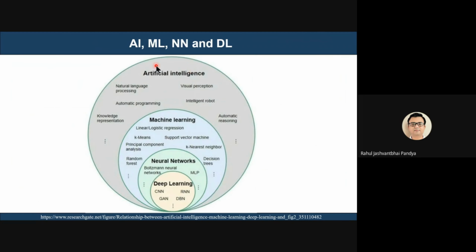There are several applications. AI is generally used in natural language processing, visual perception, automatic programming, intelligent robots, and then machine learning. There are multiple algorithms, such as linear or logistic regression, k-means, support vector machine, principal component analysis, random forest, k nearest neighbor, decision tree, and so on. In neural networks, some examples are Boltzmann neural network, MLP. In deep learning, we used to go with CNN, RNN, GAN, or DBN. We'll explore them one by one in subsequent sessions.